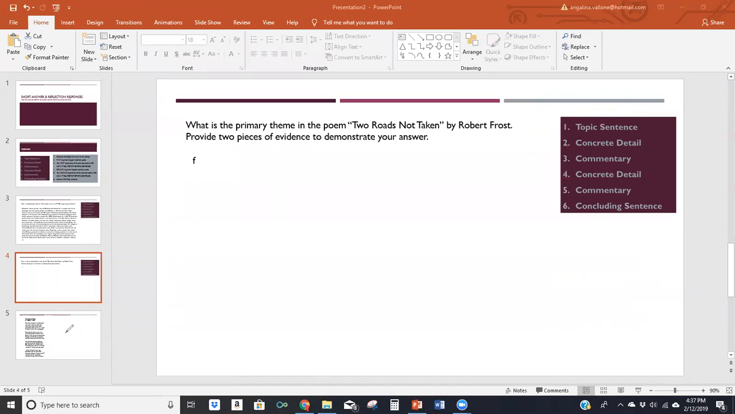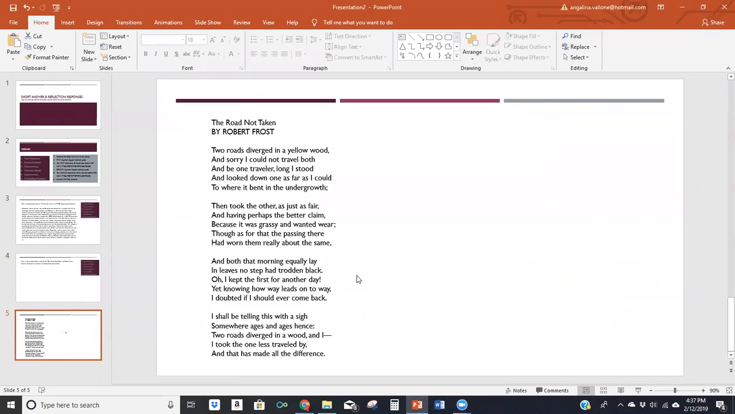So then we're going to come over here really quick and look at the poem. The Road Not Taken. Two roads diverged in a yellow wood, and sorry I could not travel both, and be one traveler, long I stood, and looked down one as far as I could to where it bent in the undergrowth. Then took the other, as just as fair, and having perhaps the better claim, because it was grassy and wanted wear. Though as for that, the passing there had worn them really about the same. And both that morning equally lay in leaves no step had trodden black.